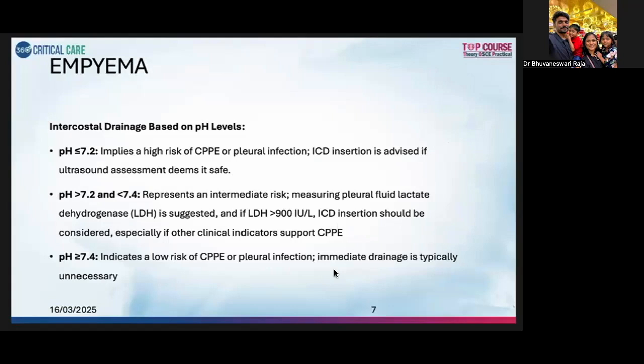Coming on to empyema. When you take the diagnostic pleural fluid with a suspicion of complicated parapneumonic effusion, you have to first assess the pH. If the pH is less than 7.2, then you have to immediately put in the ICD using ultrasound guidance. Okay. And if the pH is between 7.2 and 7.4, then you can send a lactate dehydrogenase, where if it is more than 900, then you can think of complicated parapneumonic effusion and put in an ICD. But if the pH is more than 7.4, then it indicates a low risk of complicated parapneumonic effusion. Then you can wait on the ICD.